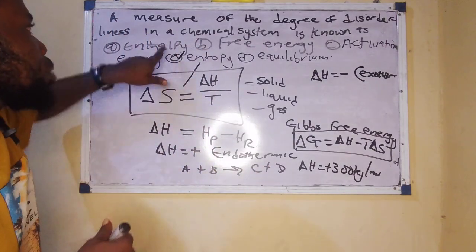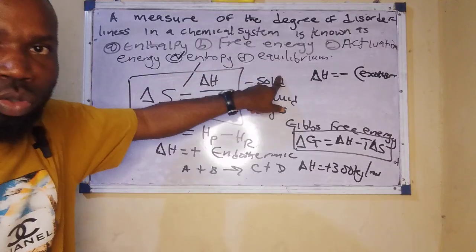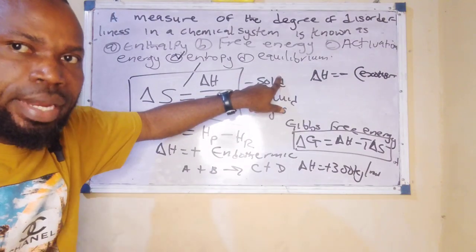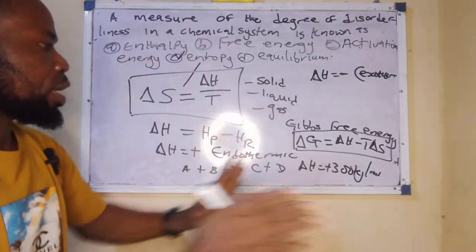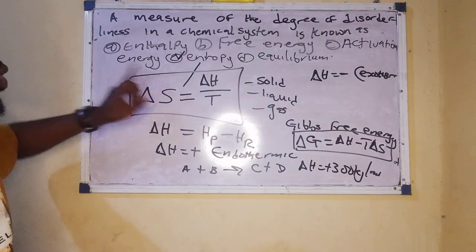But we're trying to analyze each of the options in case you come across them in the examination. You know how to approach them slow and steady. Now look at it. You already know what delta S is, which is entropy change.